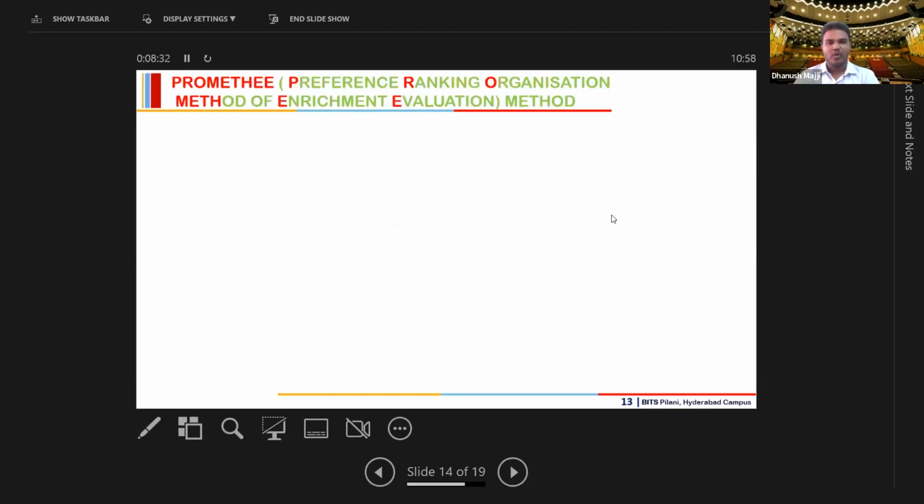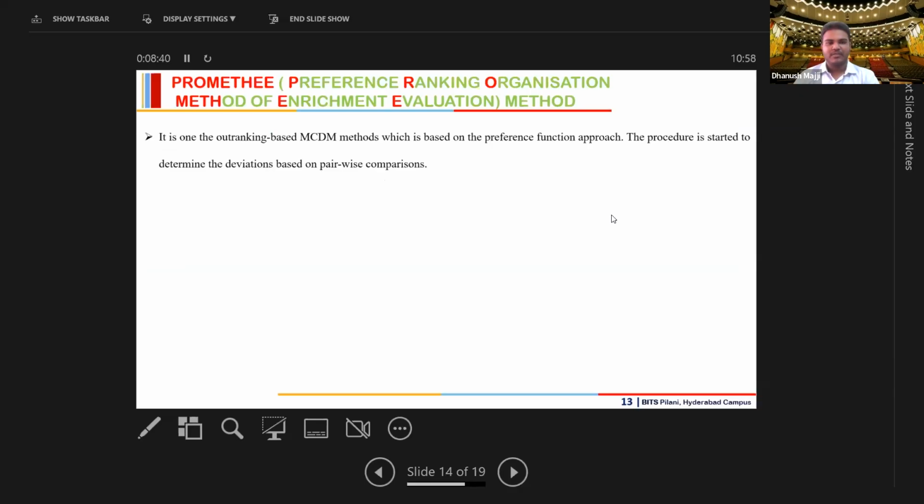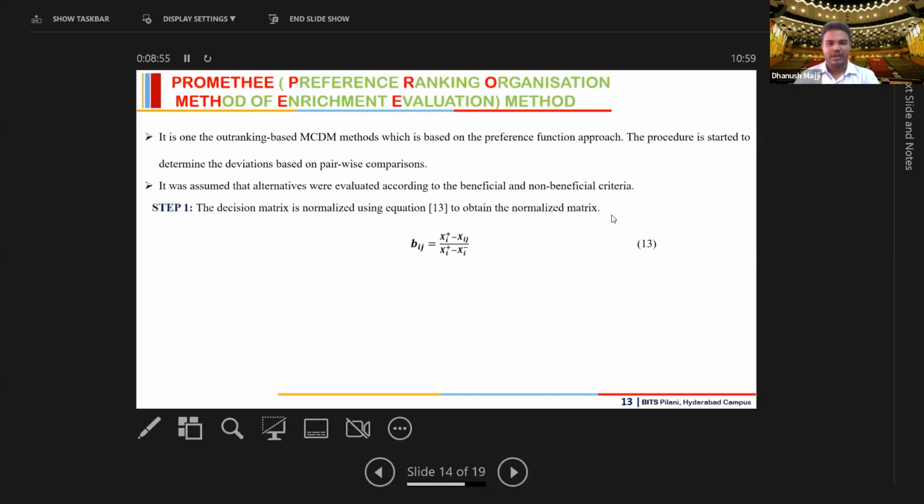Now let us have a detailed look at the PROMETHEE method, which is known as Preference Ranking Organization Method for Enrichment Evaluation. It is one of the outranking based methods, which is based on the preference function approach. The procedure starts by determining the deviations based on the pairwise comparisons. It was assumed that alternatives were evaluated according to beneficial and non-beneficial criteria. So now let us have a detailed look at the step-by-step procedure.